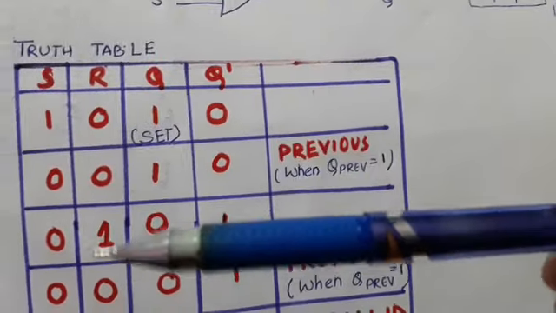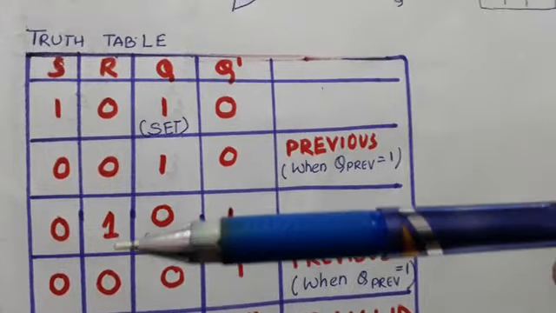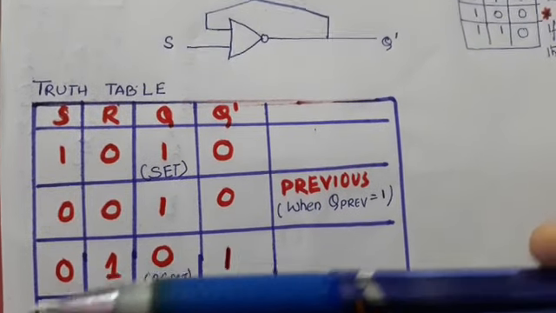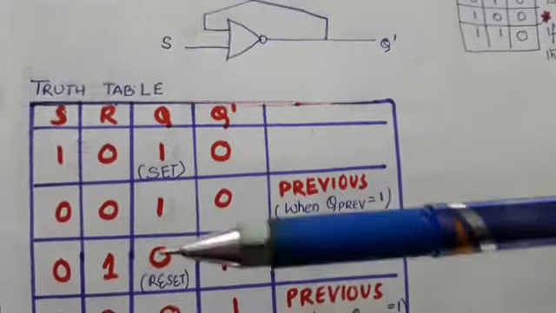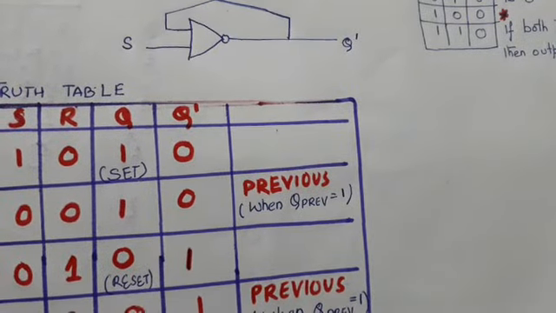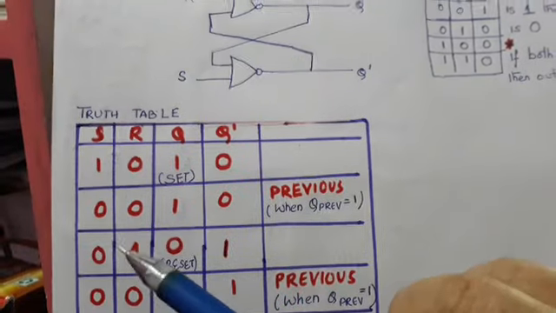And then we go to the third row. In the third row, we make S 0 and R 1. Okay, so take the value of S as 0. So S is 0. Alright, so in that case, S is 0.